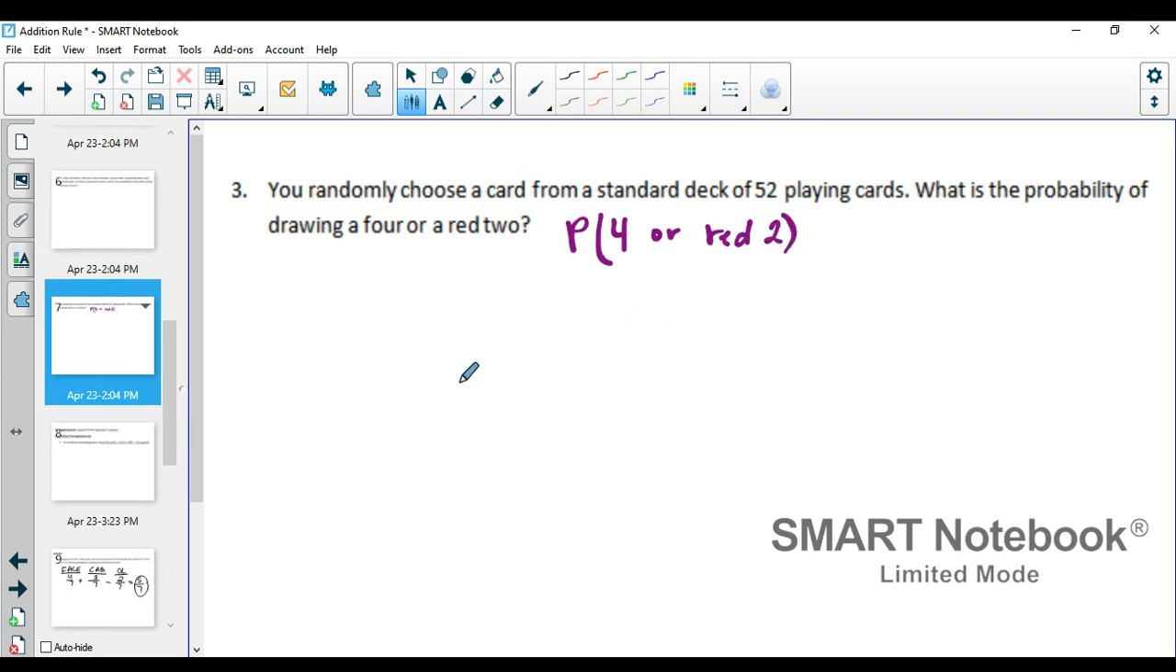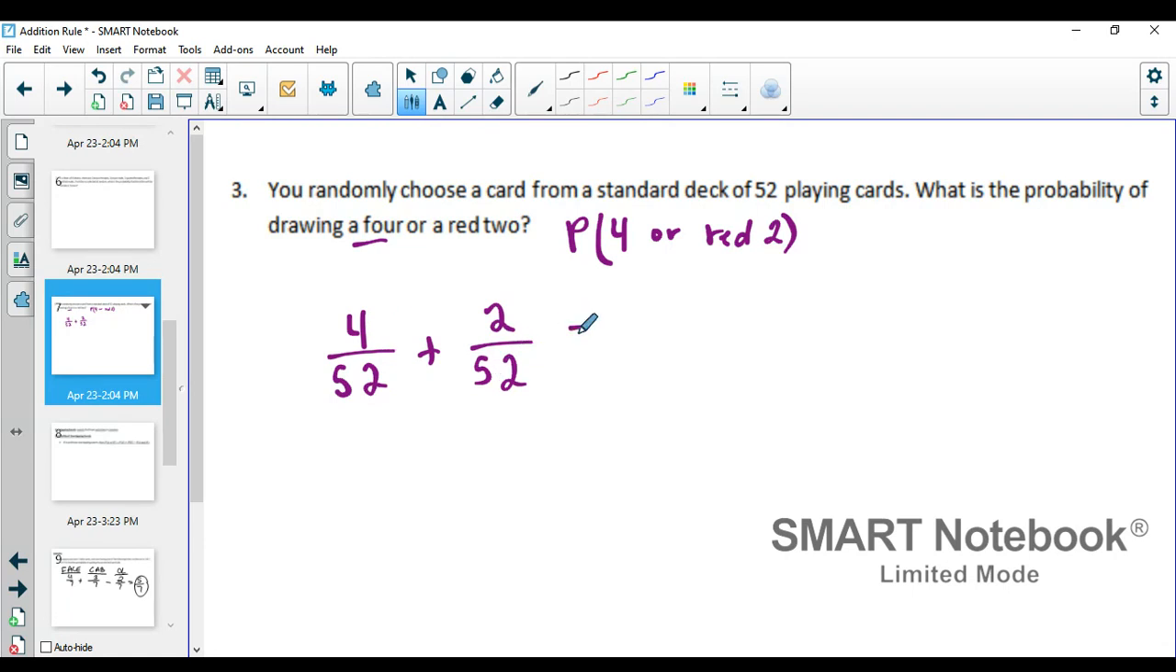Okay, so the trick with this one is knowing how many of each of those cards are in a deck of cards. So if you know a deck of cards, if you draw a card with a 4 on it, there are 4 of them. So there's 4 out of 52 4s in a deck of cards. And then we're going to add to that the number of red 2s. So there are 4 of each card, and then 2 of them are red and 2 of them are black. So in this case, there are 2 red 2s. So 2 out of 52.